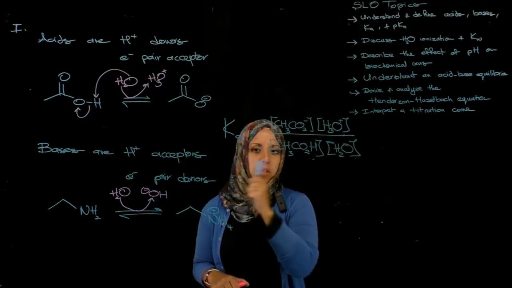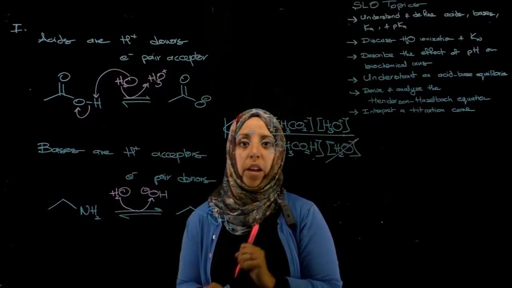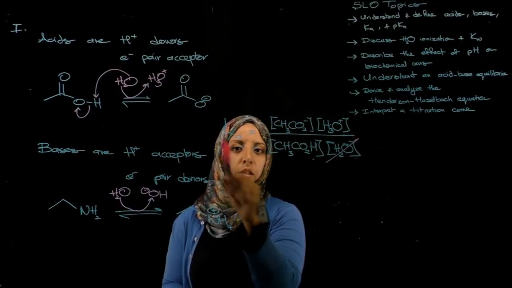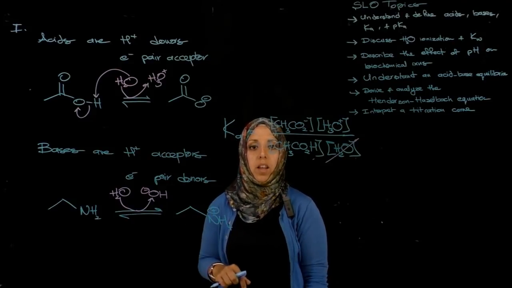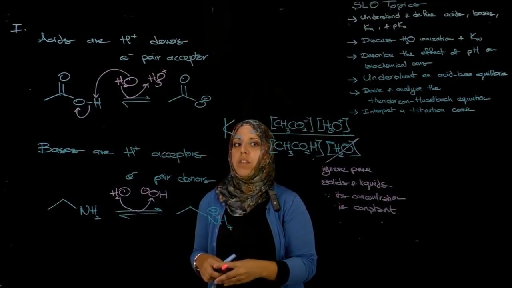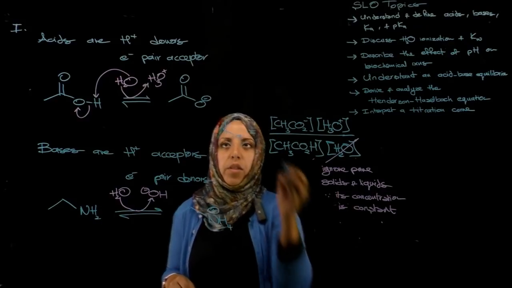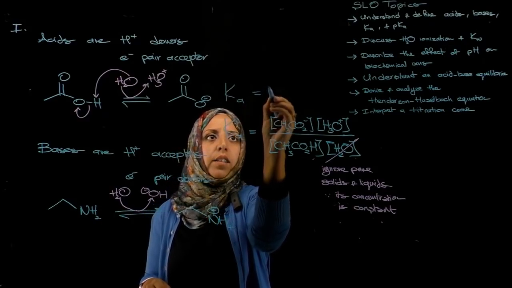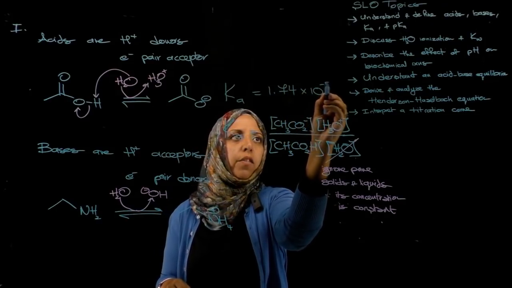Well, wait a minute. What's wrong with this equation? Exactly. Water. We ignore water because the concentration of water is kept constant. So in a dissociation constant, we do ignore pure solids and liquids because the concentration is constant. So the Ka value of acetic acid itself is 1.74 times 10 to the negative 5, right?